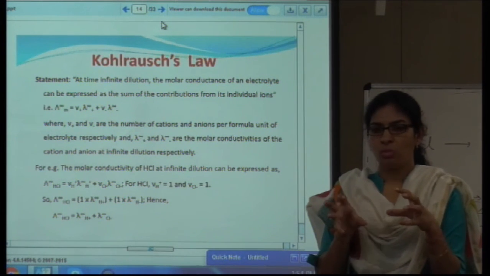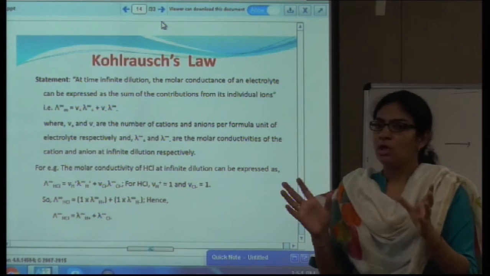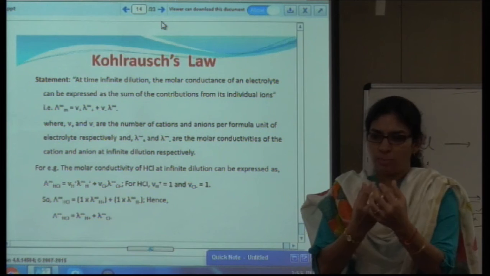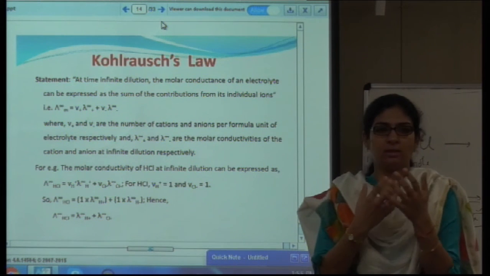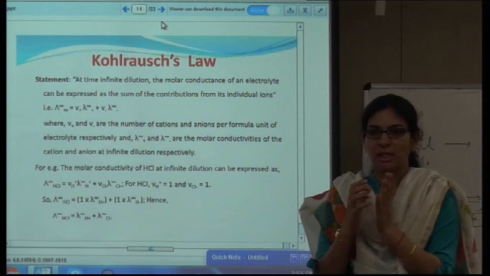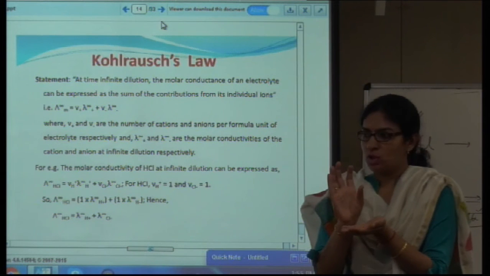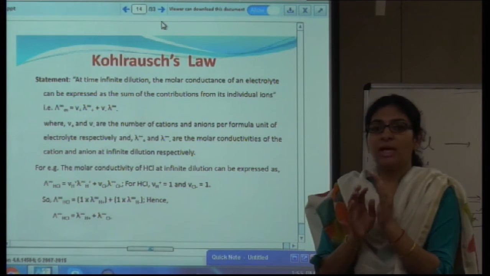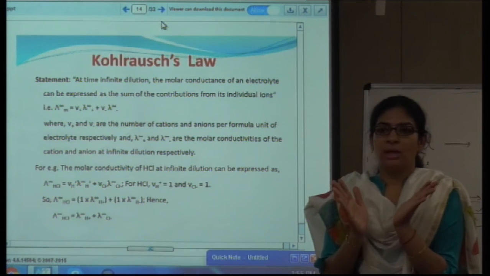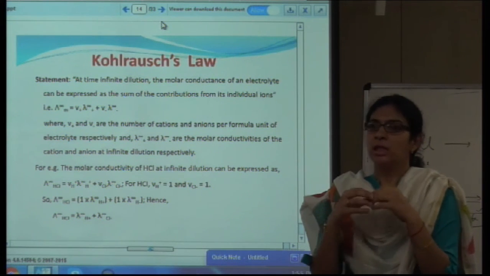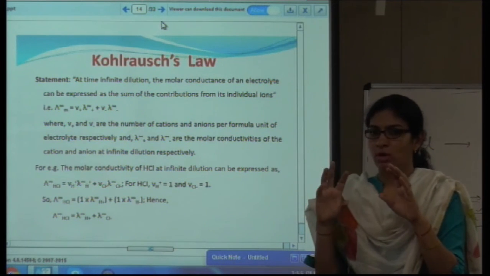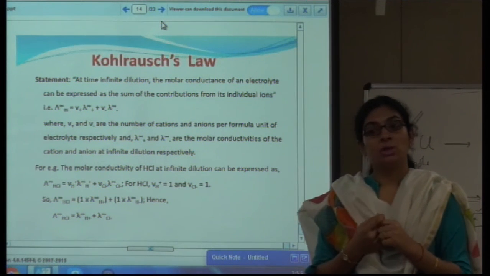Each ion will move independently because if there are some forces pulling the ion back, then obviously the speed with which it should move will be lesser. But I am saying at infinite dilution. At infinite dilution means they are sufficiently far apart, so there are no intermolecular forces. By infinite dilution you mean this only.